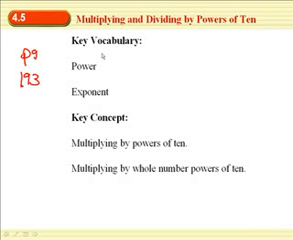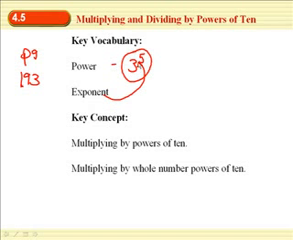We have some vocabulary. We have power and exponent, and we've been doing this for a little bit. Power is like this, 3 to the 5th power. A power is something that has a base and an exponent. In this problem, the 5 would be the exponent. The 5 is what power it goes to. So today we're going to talk about multiplying and dividing by powers of 10.